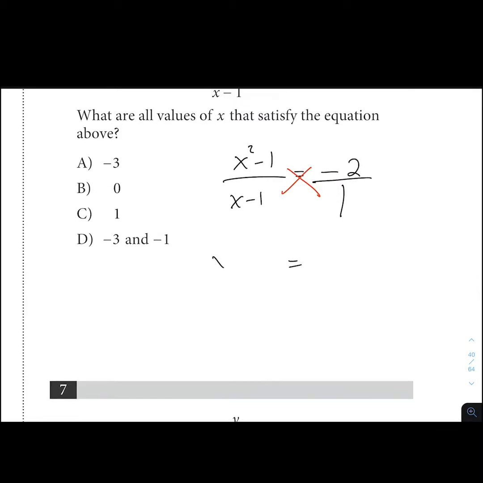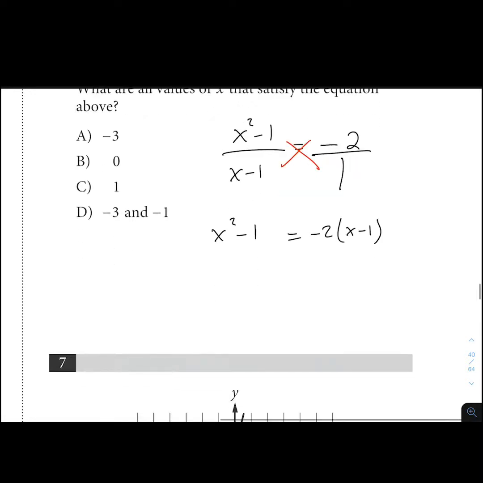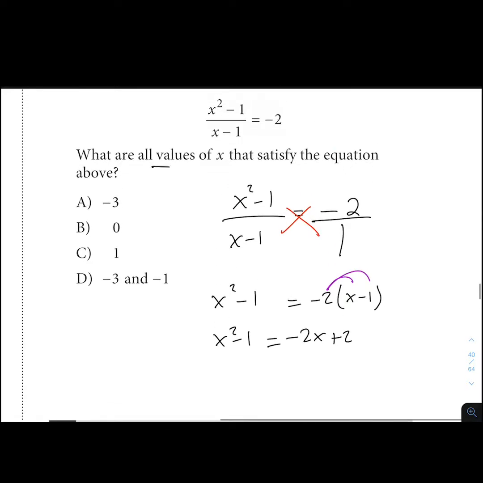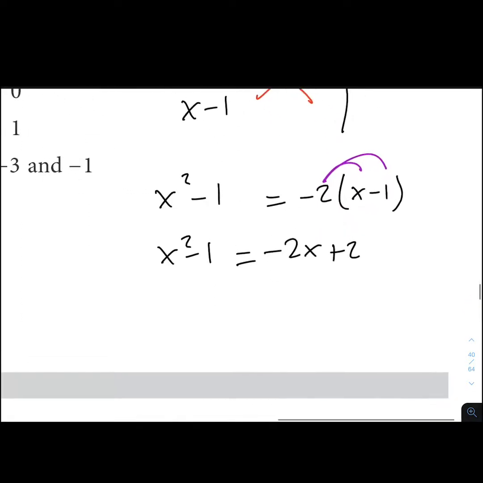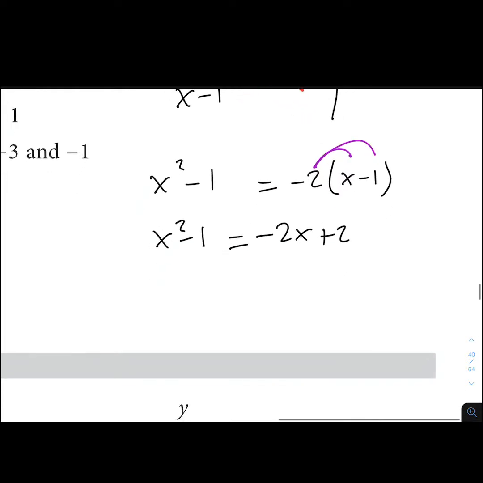the left side is going to be x squared minus 1, and then the right side is going to be negative 2 times x minus 1. Now notice when you solve this, you can use the distributive property. So I'll distribute the negative 2 to everything on the inside. Negative 2 times x is just negative 2x. Negative 2 times negative 1 would be just a positive 2. It says, what are the values of x? I'm solving for x. So let's get all the x's on one side.